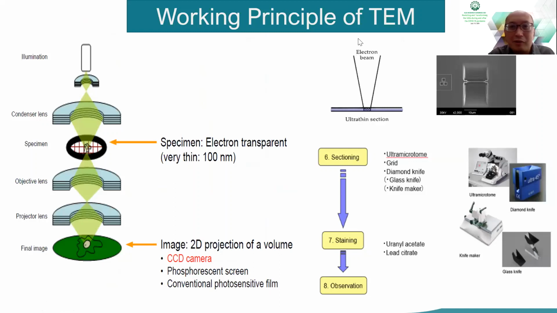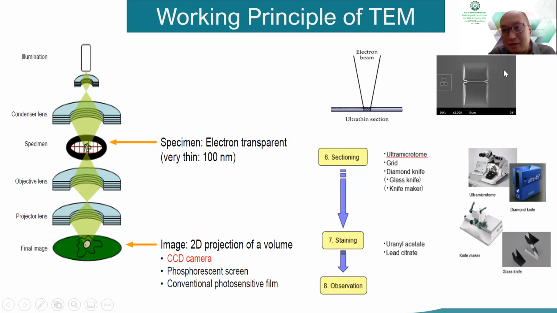The working principle of a TEM is that we have illumination, the lenses are focused on the sample, and then we have the objective lens and projector lens. That's where the transmission happens. Electron beams are transmitted through the sample, but it has to be electron transparent. It has to be less than 100 nanometers.